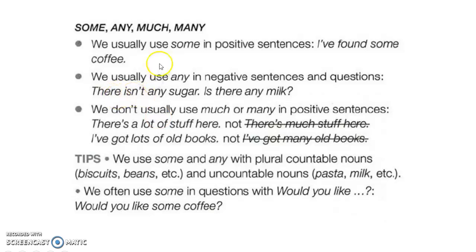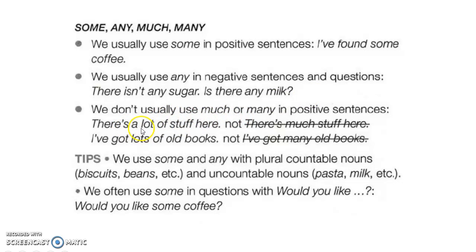Finally, when we have some, any, much, and many, this is a topic that you already know. We usually use some in positive sentences. For example, I found some coffee. I'm going to have some milk. I need to drink some water. And we usually use any in negative sentences and in questions. There isn't any sugar. Is there any milk? Is there any water? Is there any wine? Etc.